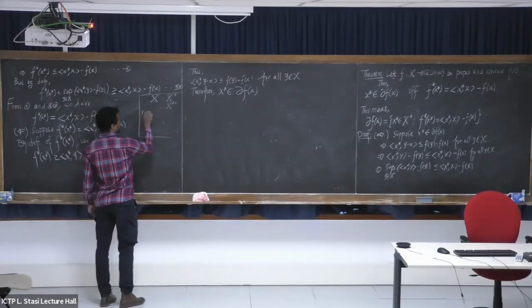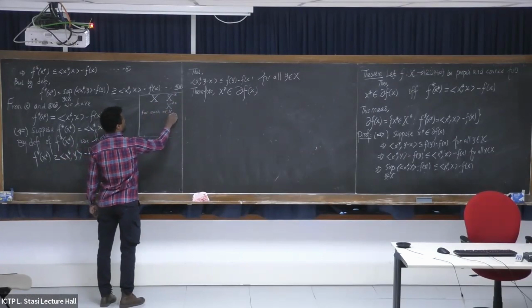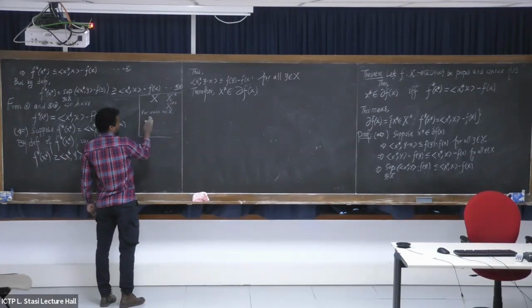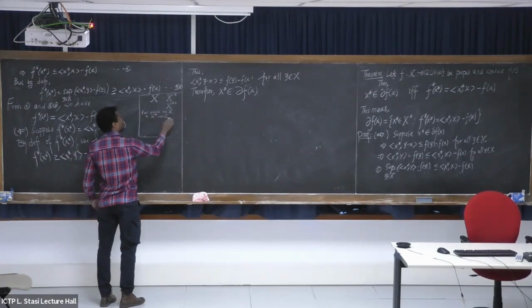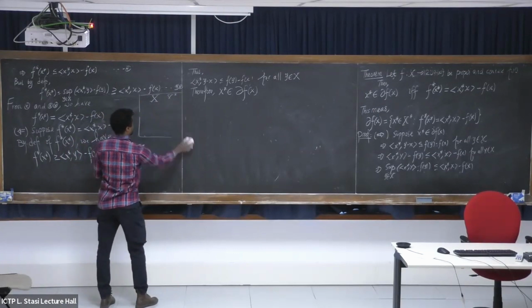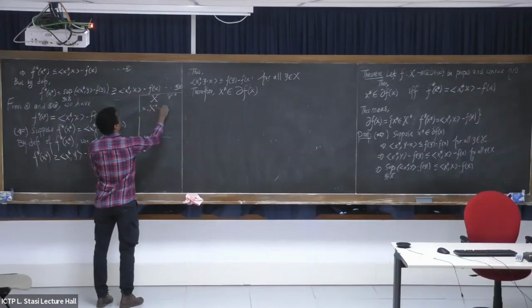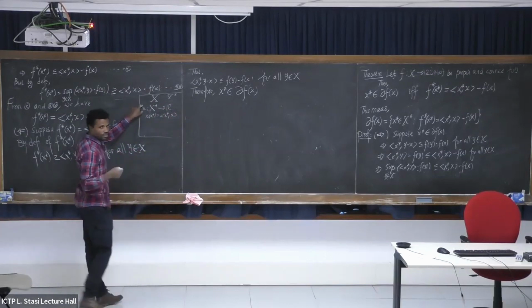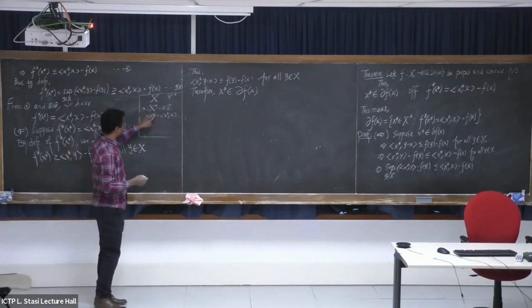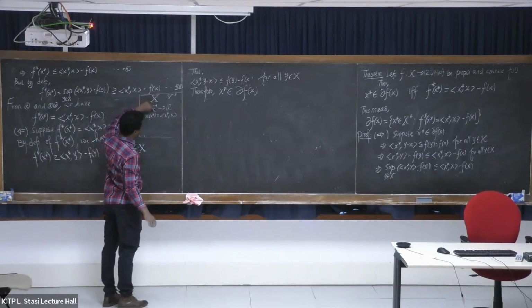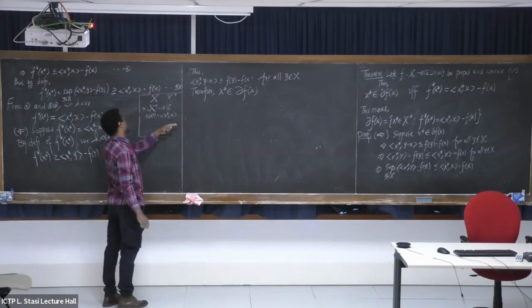So for each x, I define this x of x star, where x is in X, meaning that each point in X represents a function, a bounded linear function on the dual space X star. We have this computation, this is really good. Anyways, this is clear.